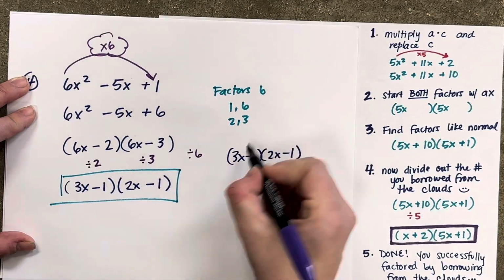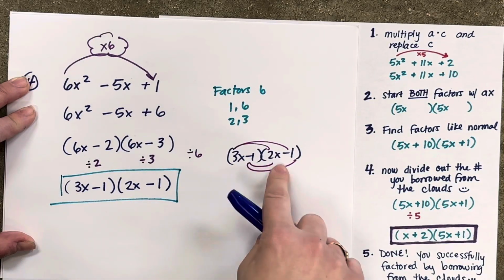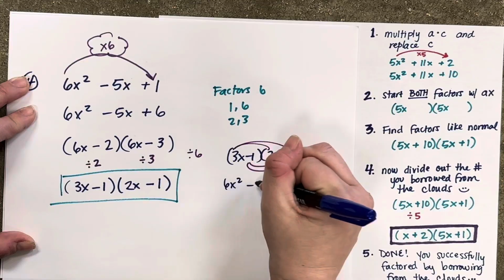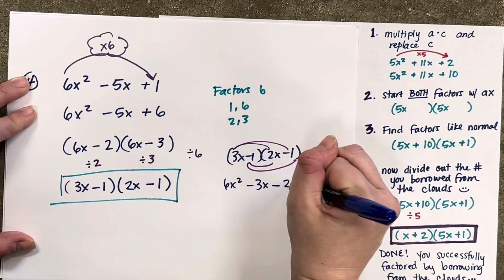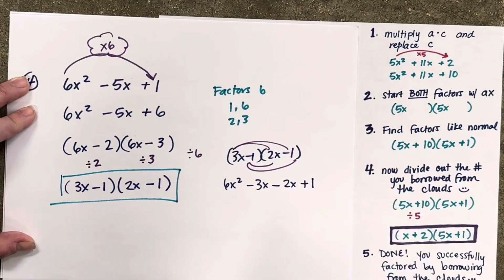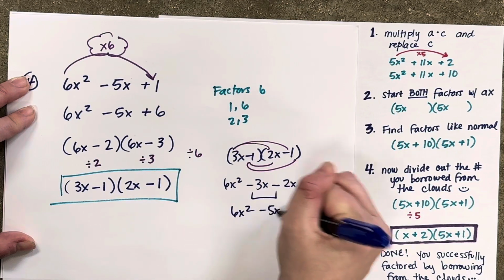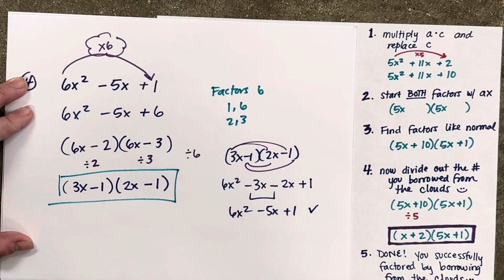And we can double check. FOIL: first, outside, inside, last. 3x times 2x is 6x squared. 3x times negative 1 minus 3x. Negative 1 times positive 2 minus 2x. Negative 1 times negative 1 is positive 1. Combine like terms: 6x squared minus 5x plus 1. Even though it's tricky, it still works.